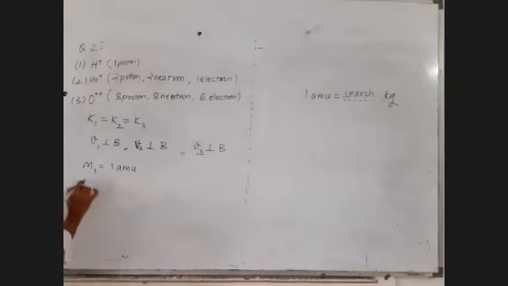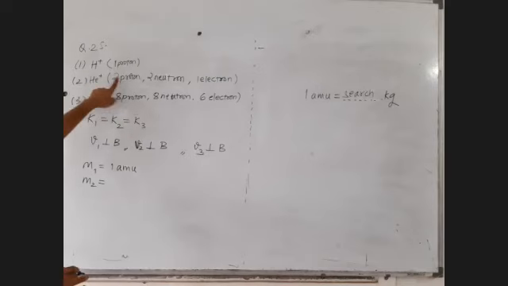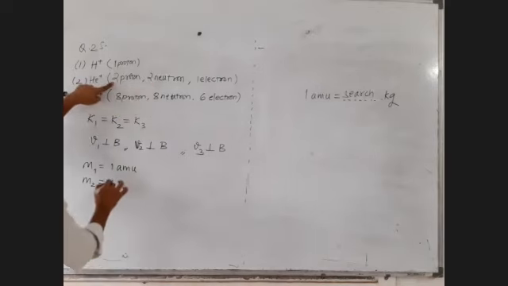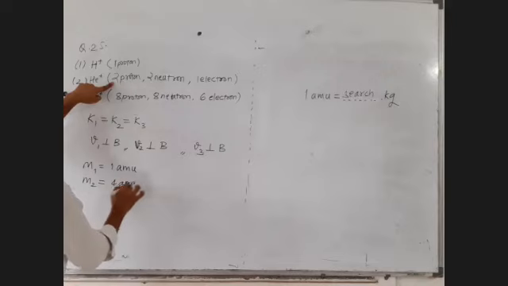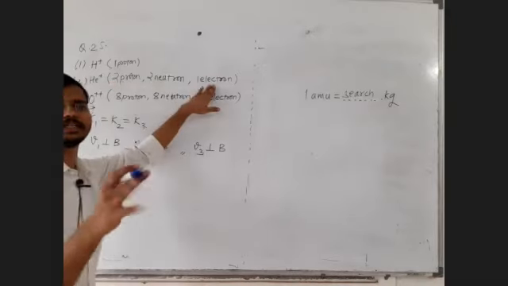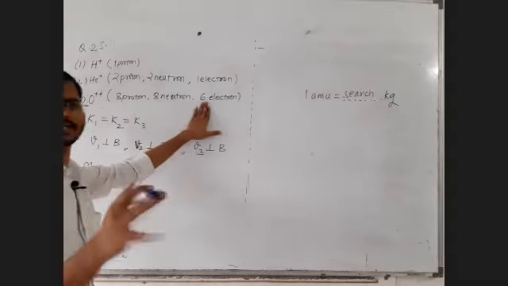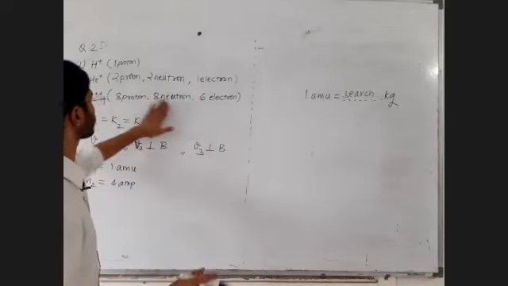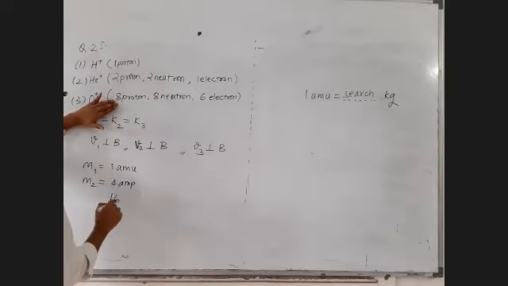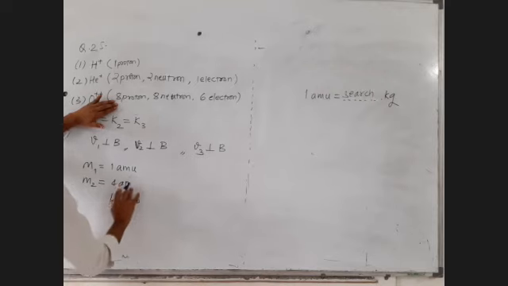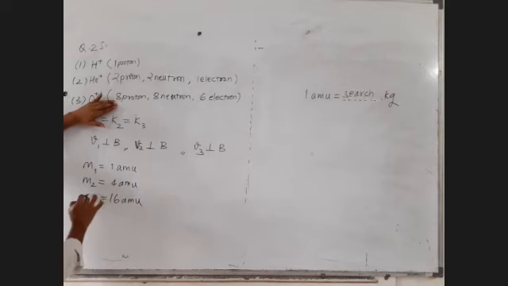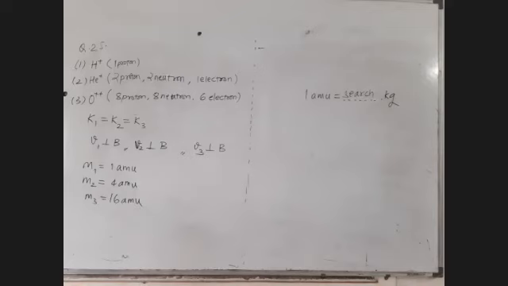1 atomic mass unit. What is the mass of the second particle? Helium has 2 protons and 2 neutrons, so it is 4 AMU, 4 times the mass of a proton. Electron mass is negligible. Oxygen has 8 protons and 8 neutrons, the electron mass is negligible, so it is 16 times the mass of a proton, that is 16 AMU. So the masses are known. Fine.